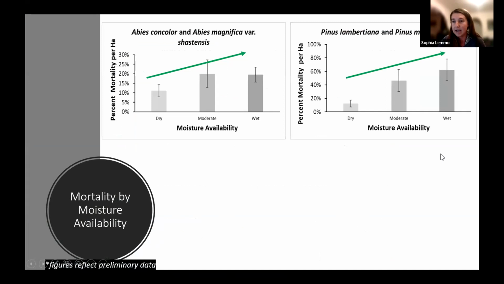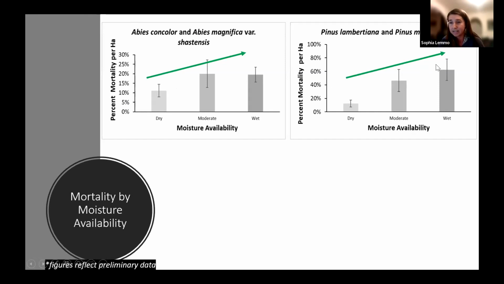And then looking at mortality by moisture availability. How we created these plots is we divided moisture availability into 3 categories for different species range in Northern California. The x-axis is the moisture availability and the y-axis is percent mortality per hectare. For white fir and Shasta red fir, we saw less mortality on the drier parts of their sites versus wet. And for sugar pine and western white pine, we saw the same trend with increasing mortality in wetter sites.